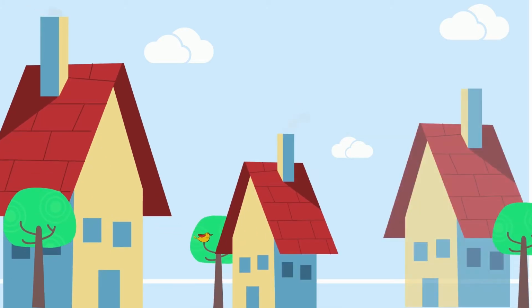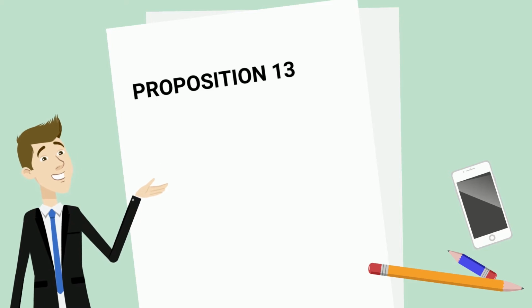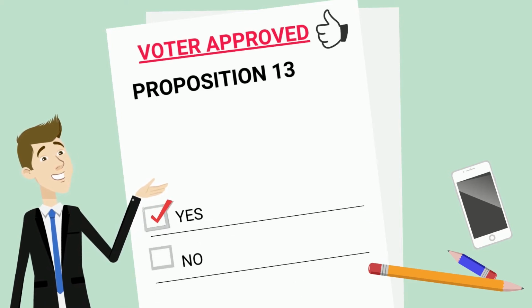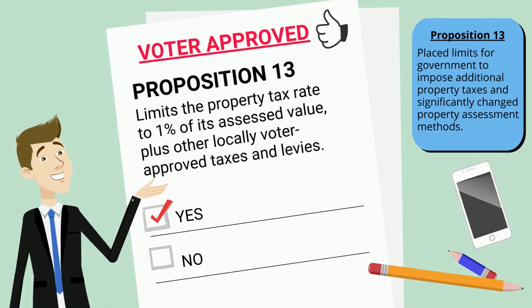In this video, we will explain what Proposition 13 is and how it affects your property taxes. So, what is Proposition 13? Prop 13 is a voter-approved amendment to the California Constitution which limits the property tax rate to 1% of its assessed value, plus other locally voter-approved taxes and levies. It also placed limits for government to impose additional property taxes, and it significantly changed property assessment methods.